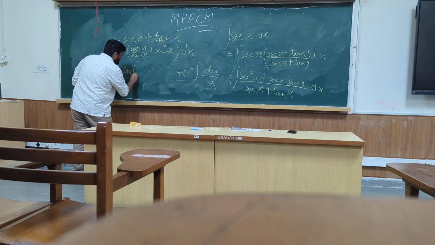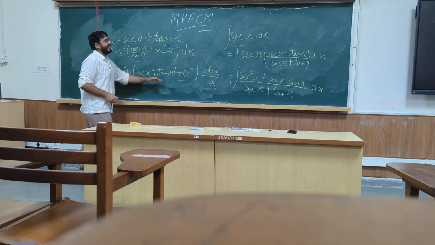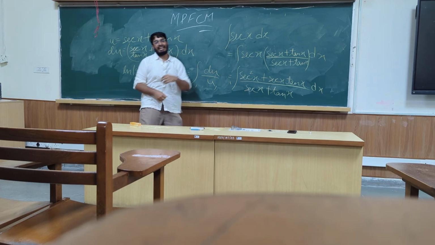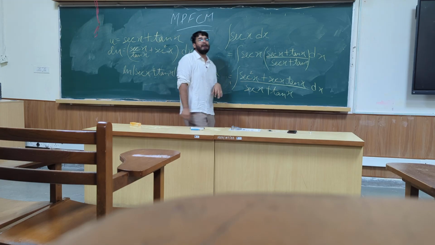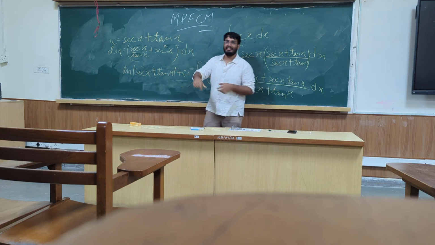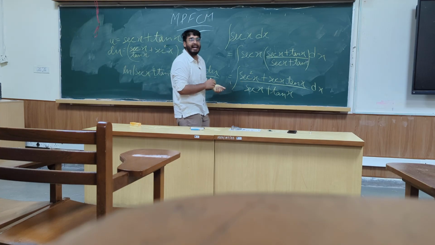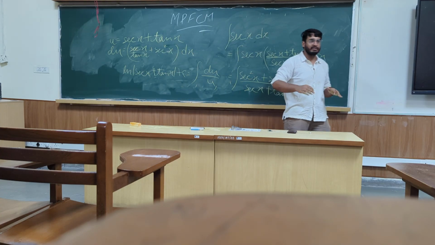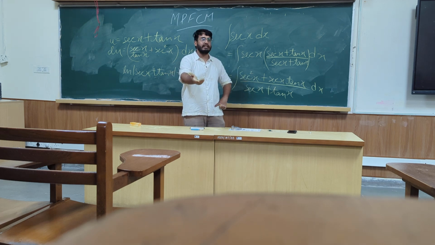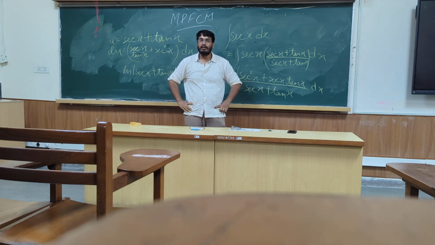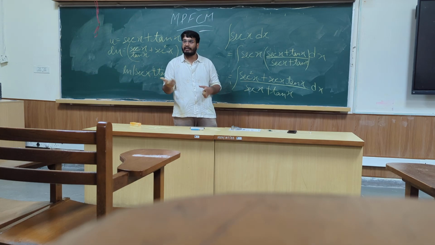So the final answer, ladies and gentlemen, happens to be: the integral of secant x dx is nothing but the natural log of secant x plus tangent x plus c, rather the modulus of this thing. So that is how you integrate secant x, and similarly you are also going to integrate cosecant x, because if I am not wrong, what is the derivative of cosecant x? Minus cot x and cosec x, right?